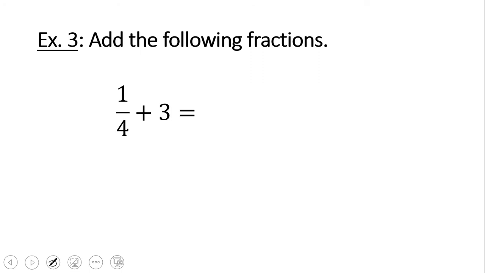Our final example, we're going to add two numbers, and the first one's a fraction, 1/4. The second one actually isn't a fraction, it's a whole number of 3. So you might ask yourselves, how can we add a fraction to a whole number? Well, the best way to do it would be to convert that 3 into a fraction. And you can make any whole number into a fraction by simply putting a 1 underneath it. So now you have the fraction 1/4 being added to 3/1.